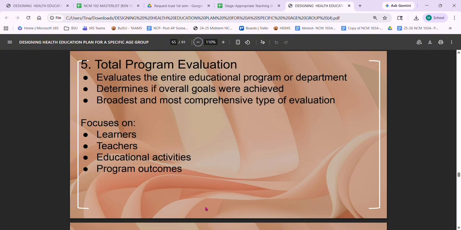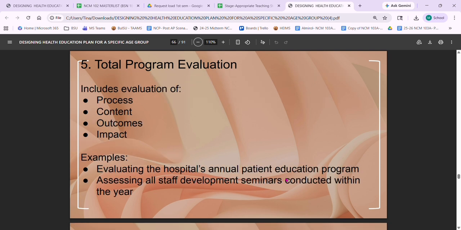And then you have your total program evaluation, evaluates the entire education program or department. So yung overall goal or the overall goals achieved, mas pinaka-broadest and most comprehensive type of evaluation. So this one focus on the learner, teachers, educational activities, and the program outcome. Okay? So dito, ini-include mo yung evaluation ng apat. Na-included dito yung process, content, outcome, and impact po.